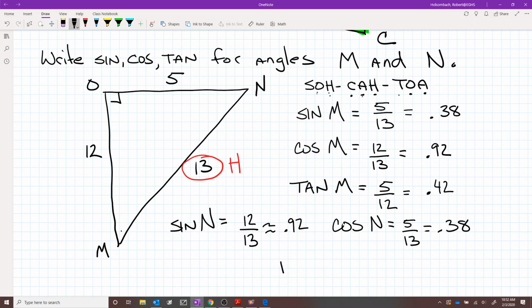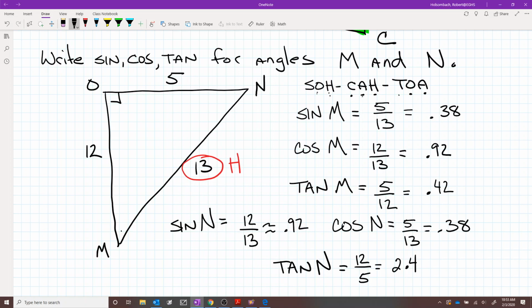And then tan of angle N is equal to, opposite over adjacent. Opposite of N is 12. Adjacent to N? Good. And 12 divided by 5 is 2.4. Alright, so there's your sine, cosine, tangent ratios for M, sine, cosine, tangent ratios for angle N. Think you got it? Pretty straightforward?